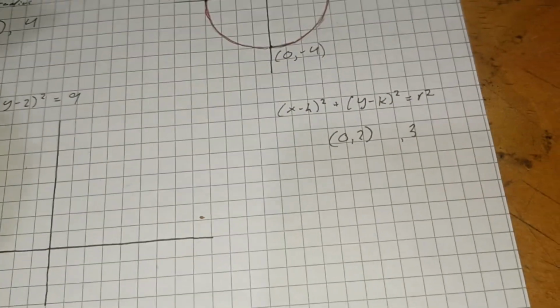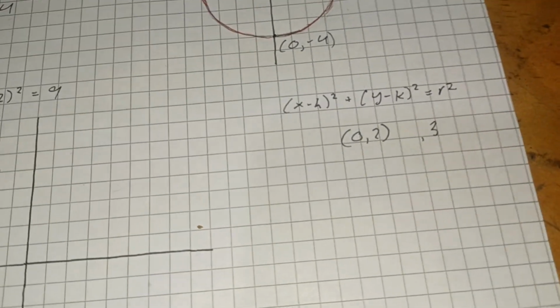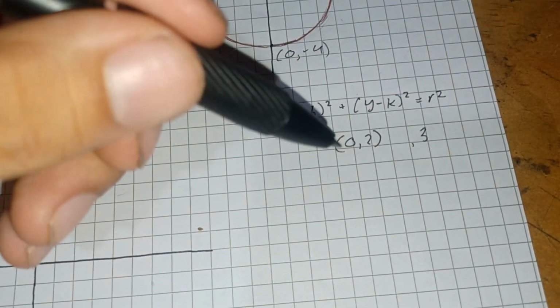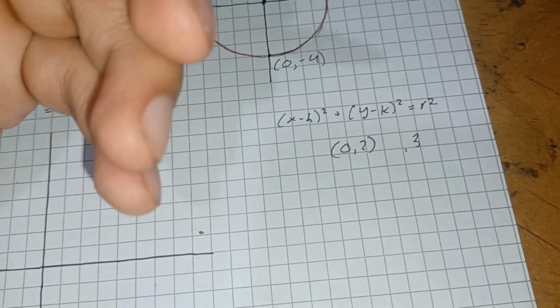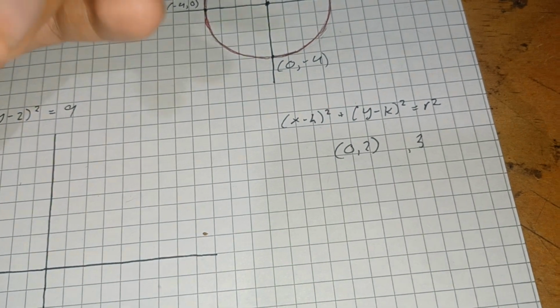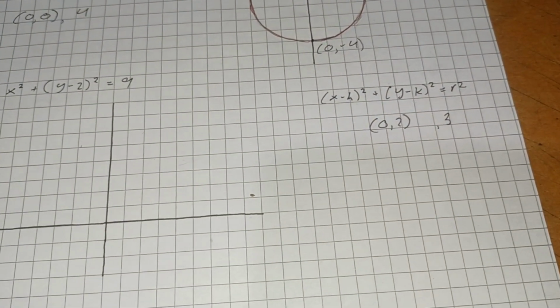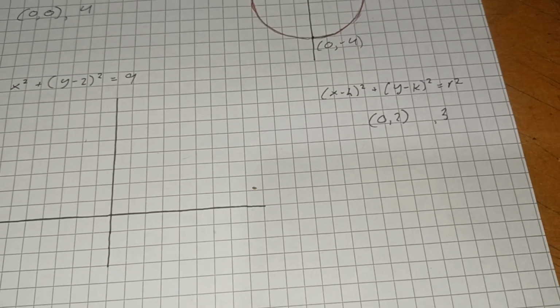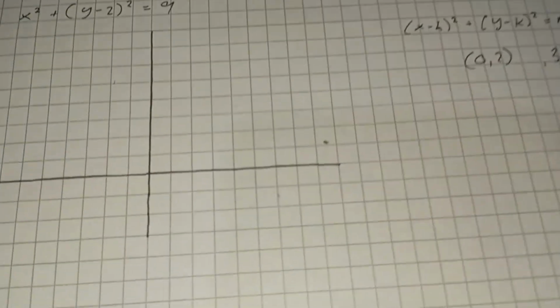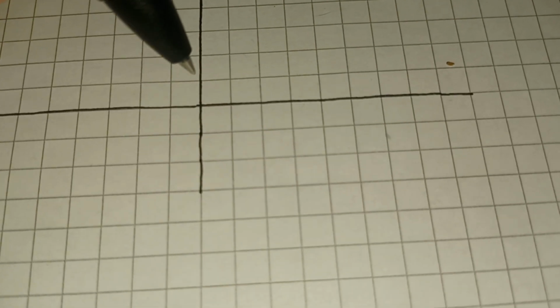So now the center of the circle is going to be 0, 2, and our radius is going to be 3. So on the x-axis it's going to be 0, on the y-axis it's going to be 2. So let's go on to the x-axis, which is 0. We're going to move up 2. 1, 2.